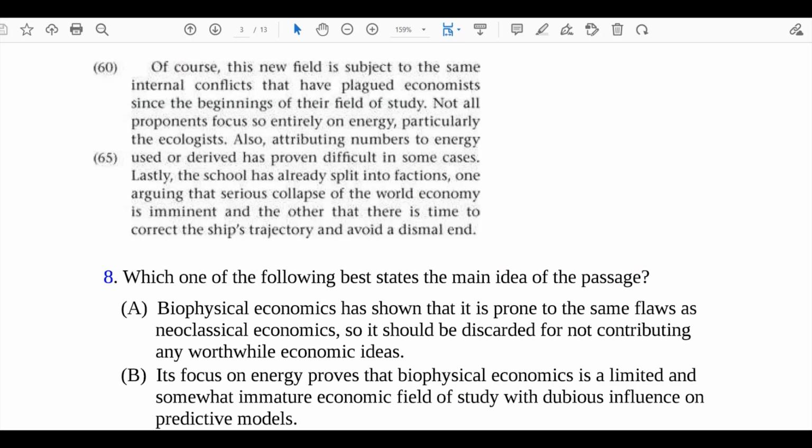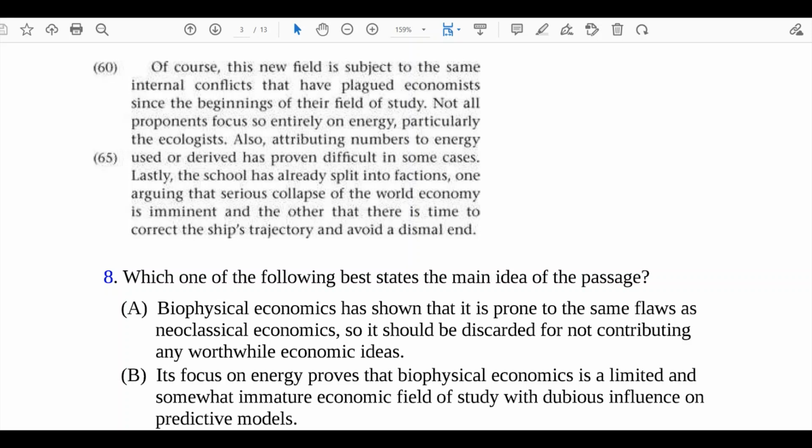Here it is, and it exaggerates the importance of its observation that biophysical economics is subject to the same flaws as other schools of economics. This answer also goes further than the passage in saying that biophysical economics should be discarded because of those flaws, a recommendation that the passage definitely doesn't make.